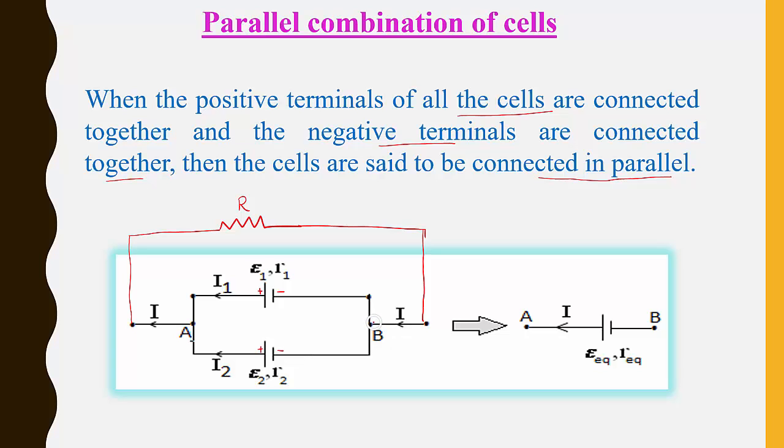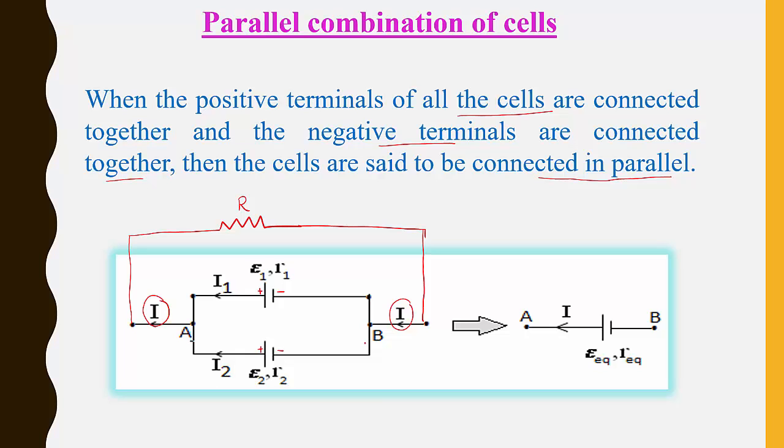If the same polarities are connected to a single point, then we can say that the cells are connected in parallel. What do we mean by parallel combination? When the positive terminals of all cells are connected together and the negative terminals of all cells are connected together, then the cells are said to be connected in parallel. Is it clear?